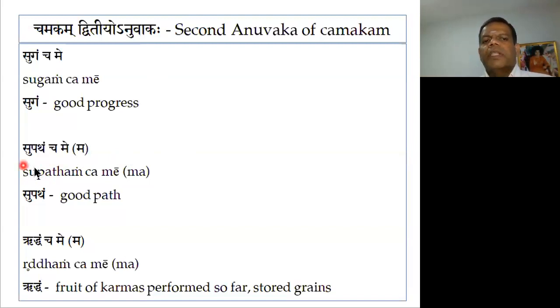The next mantra is Supatham Chame. I put the me within brackets because when we chant, it is chanted as Supatham Chama, since the me has become ma because of sandhi. But without sandhi, it is Supatham Chame. We have looked at Pathinam Pataye Namaha and all that. Patha means path. Supatham means good path. Let the paths which we travel on be good and beneficial. So we talked about sugam, progress, and the paths we are going to continue on, or margam, let them also be beneficial. Supatham chame kalpatam.